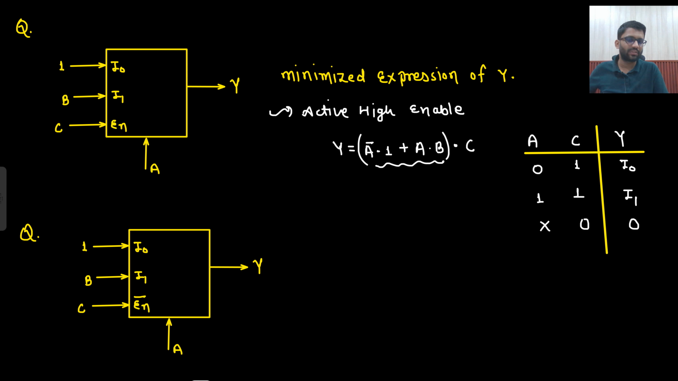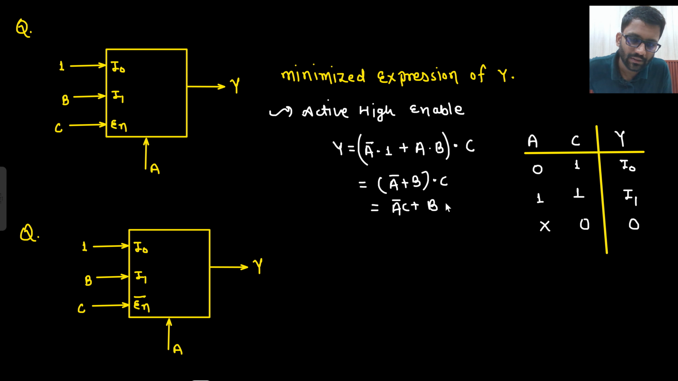This will be the output dot C. So this is the final expression. This can be expressed as A bar plus AB, which can be written as (A bar plus B) dot C. So your final expression becomes A bar C plus BC. Are you getting this point? If C is 1, then only this circuit will work. If you are putting C equal to 0, then output will be 0, because 0 multiplied with anything will be 0 only. So you need to put C equal to 1.